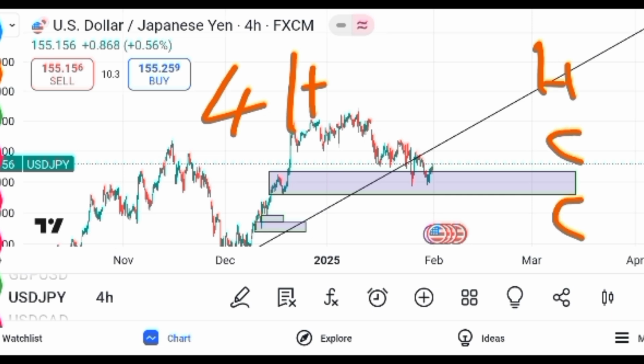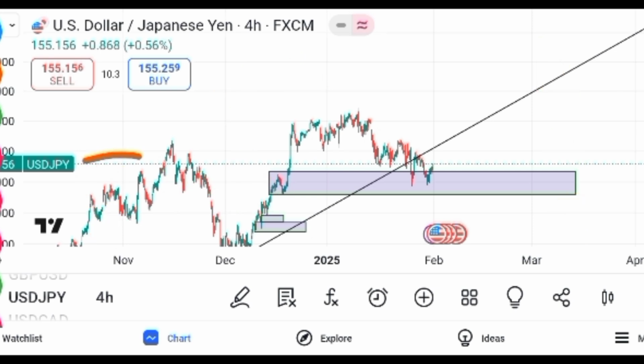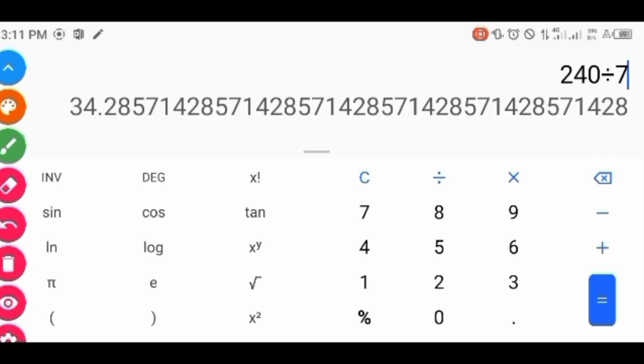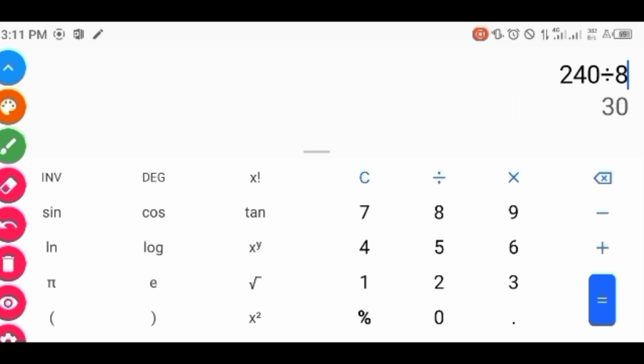Okay, so the C time frame, the corroboration time frame, will be, let's convert 4 hours first to minutes. So 4 times 60 is giving us 240. Now 240 divided by any number between 6 to 8. So let's say 240 divided by 6 first, and that's going to give us 40 minutes, right? Now 240 divided by 7 is going to give us 34 minutes. 240 divided by 8 is going to give us 30 minutes.